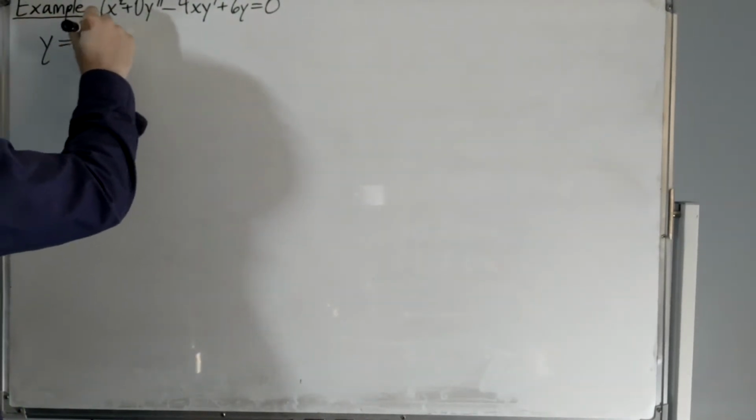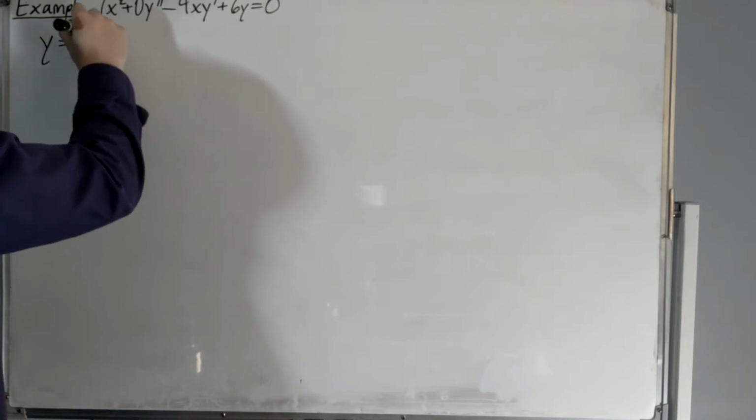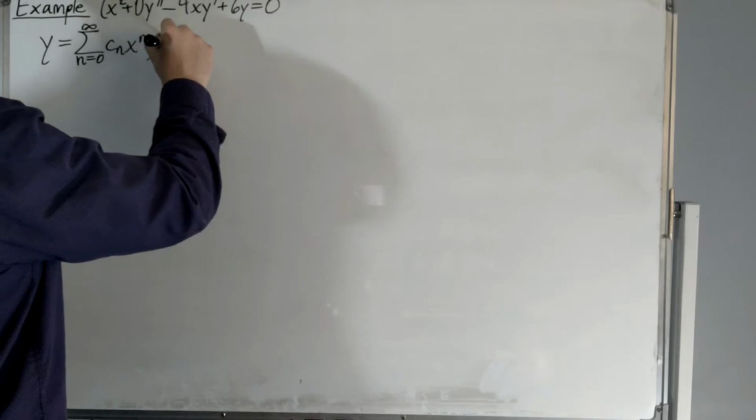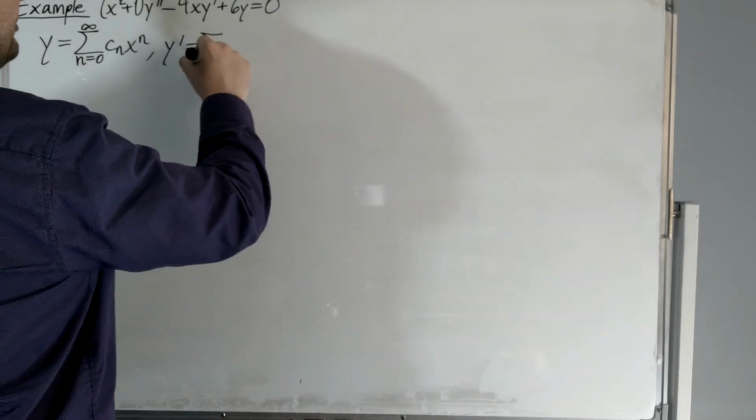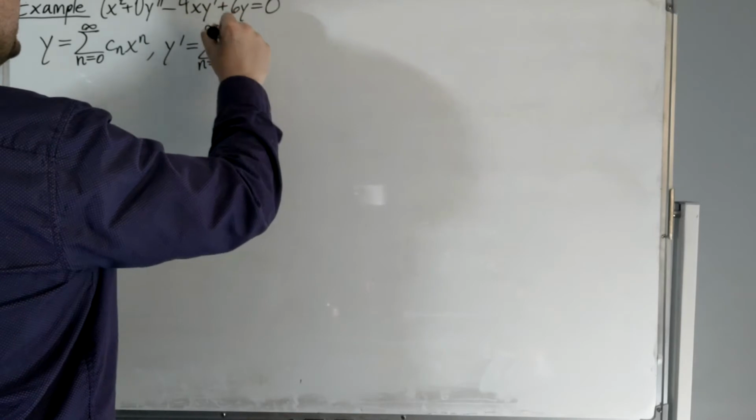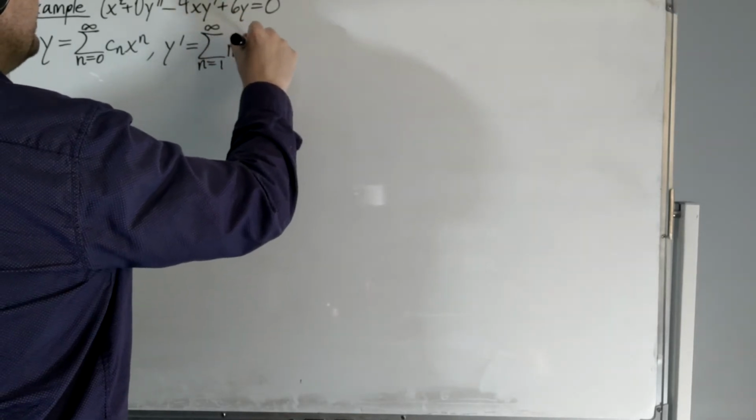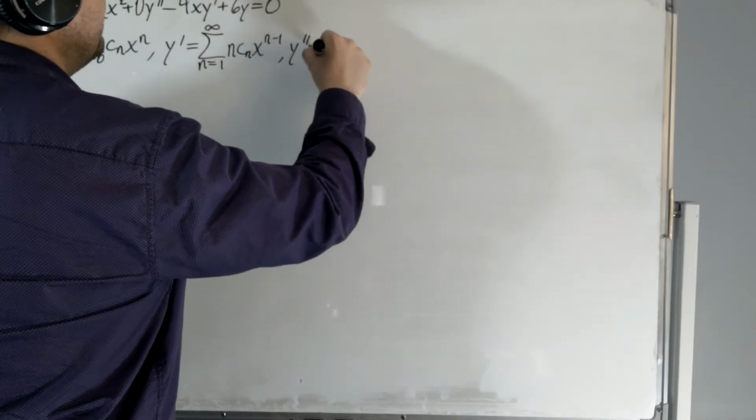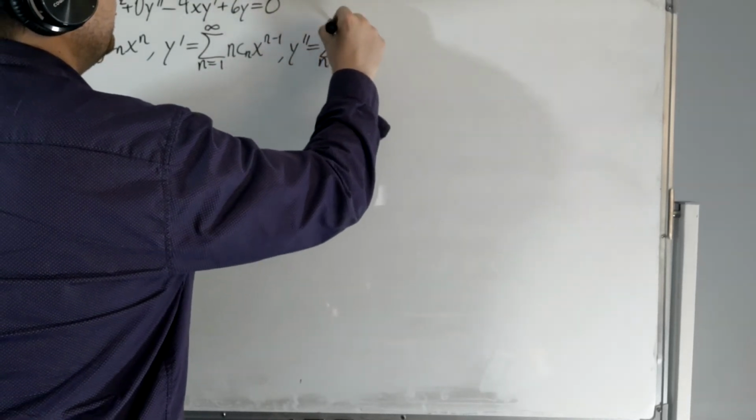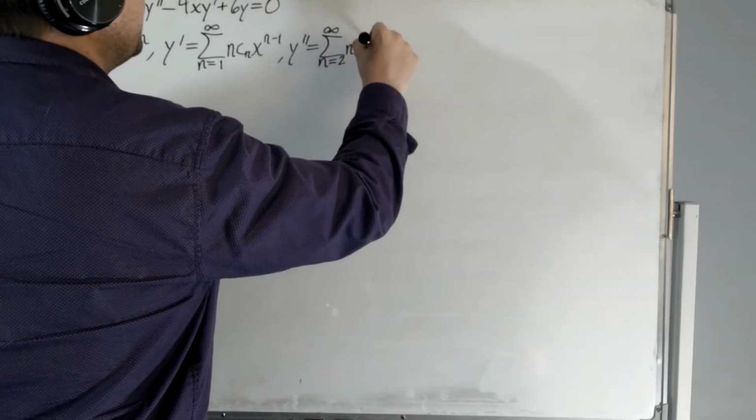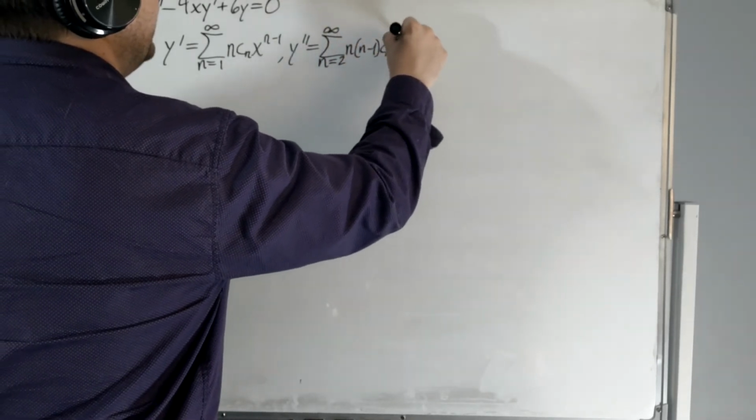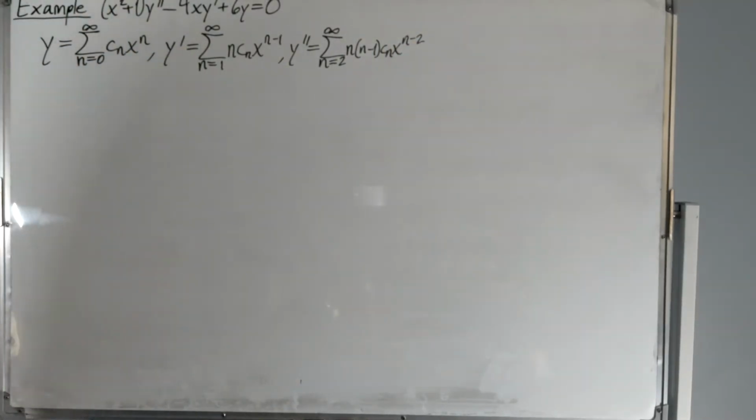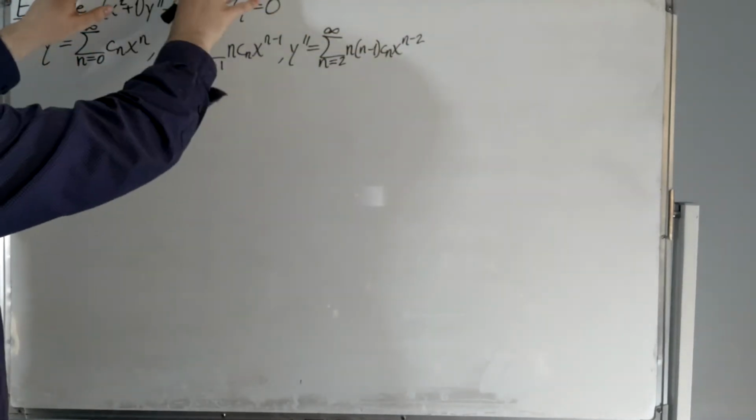So y equals the sum from n equals 0 to infinity of c_n x to the n. In that case, y prime is going to be the sum from n equals 1 to infinity of n c_n x to the n minus 1. Y double prime is going to be the sum from n equals 2 to infinity of n times n minus 1, c_n x to the n minus 2. And we put that information into the original ODE.